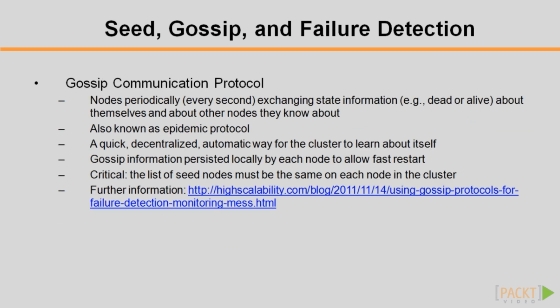Nodes, periodically every second, exchange state information, for example, dead or alive, about themselves and about other nodes they know about. The protocol that the nodes use is called Gossip Communication Protocol, also known as Epidemic Protocol. It's a quick, decentralized, automatic way for the cluster to learn about itself. Gossip information is persisted locally by each node to allow faster restart. One caveat: it's very critical that the list of seed nodes must be the same on each node in the cluster.